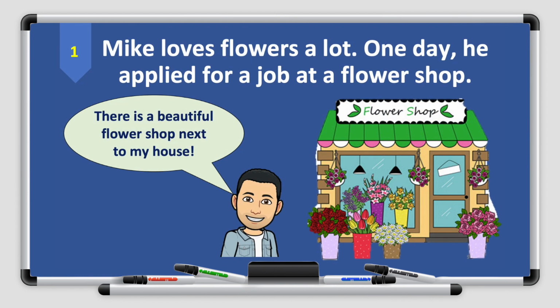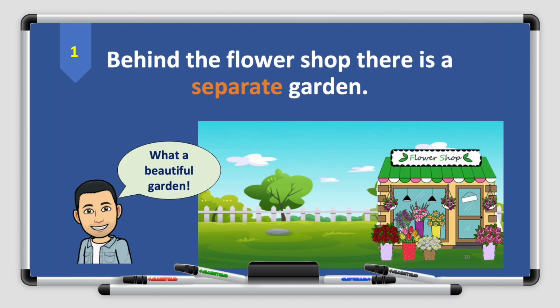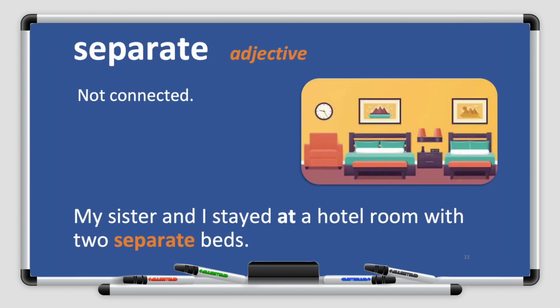Mike loves flowers a lot. One day, he applied for a job at a flower shop. There is a beautiful flower shop next to his house. Behind the flower shop, there is a separate garden, and it's a beautiful garden. Separate is an adjective. Separate means not connected. Now let's use it in a sentence using this picture. My sister and I stayed at a hotel room with 2 separate beds, so they're not connected.